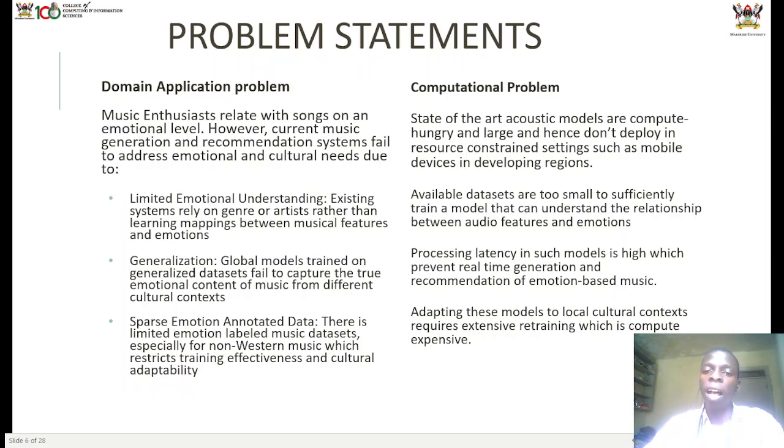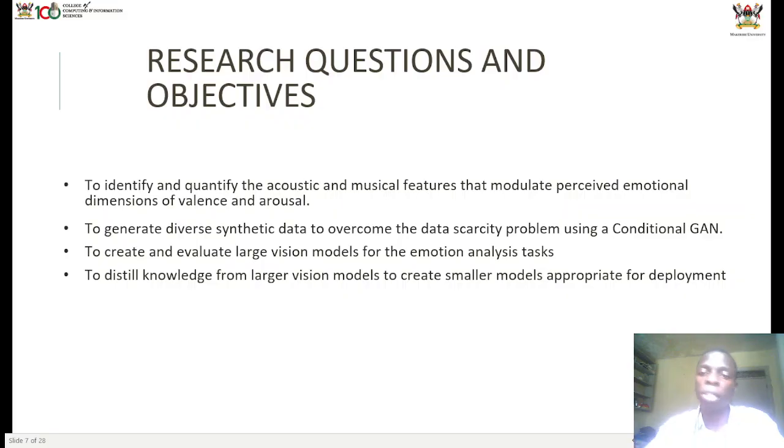Available data sets are too small to train a model. This is also a problem that we solved with the GAN system that I shall explain in more detail in the coming slides. Also the latency, the time taken for the model to receive an audio and process it to get an output, is long, and yet people don't have the time to wait that long. And we also adapt these systems to the cultural context.